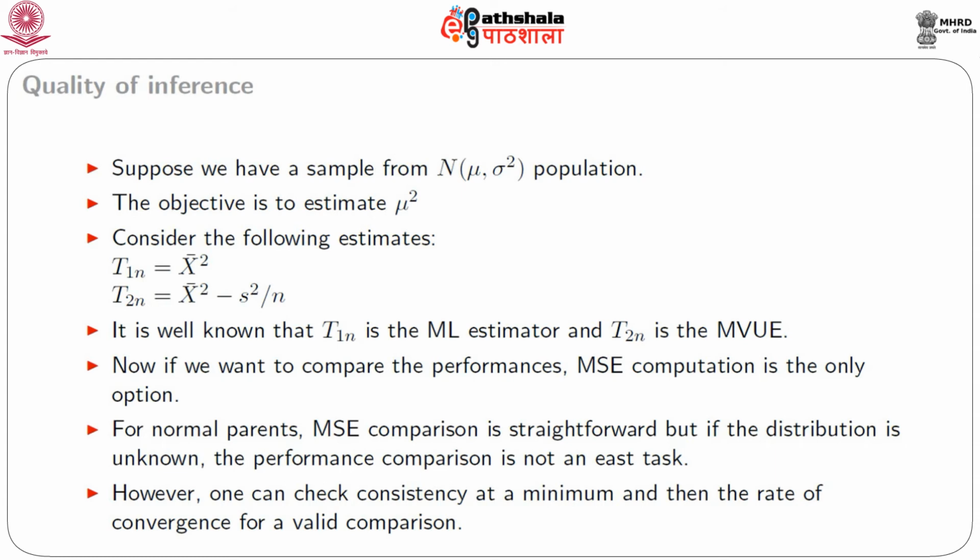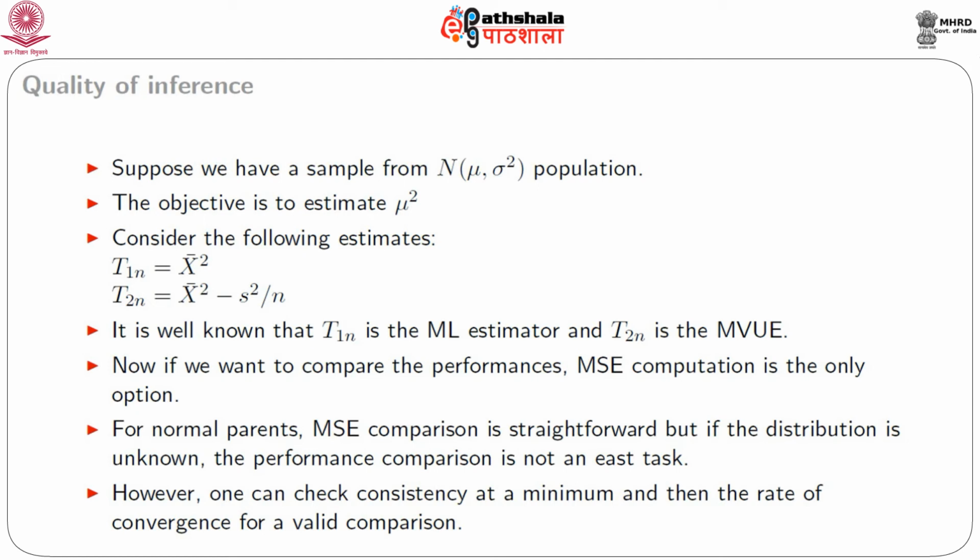Now we shall discuss the quality of inference, or how to judge the quality of inference in large samples. We start with some examples. Suppose we have a sample from a normal(mu, sigma square) population, where mu and sigma square are both unknown. The objective is to estimate mu square. Now consider the following estimates.